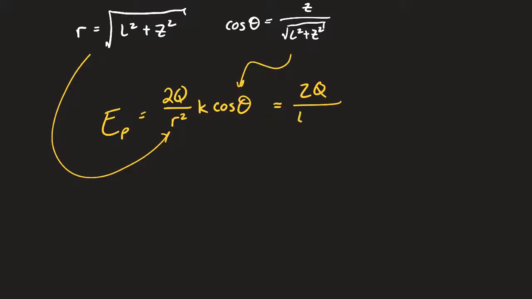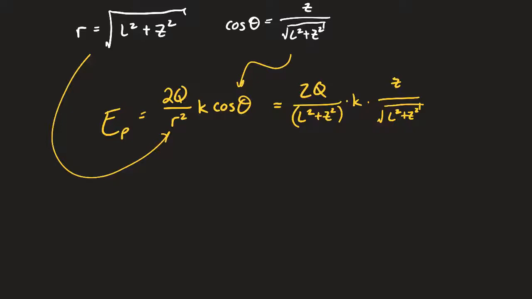2Q over L squared plus Z squared. When I square it, I remove the radical. Is that okay? Times K times the cosine of theta, which is Z over the square root of L squared plus Z squared. Now, this is the answer. It's not very pretty, but that's the answer.